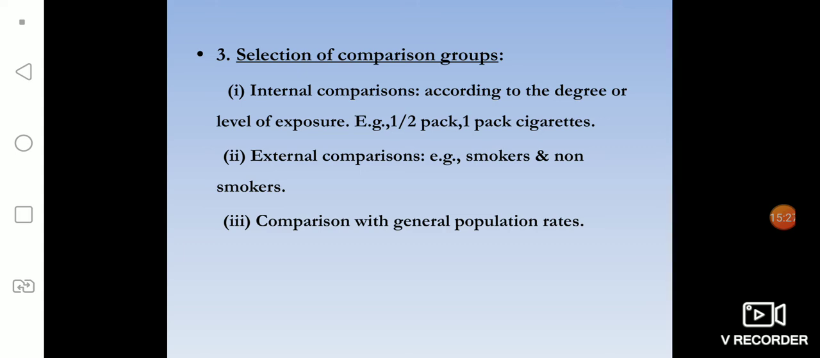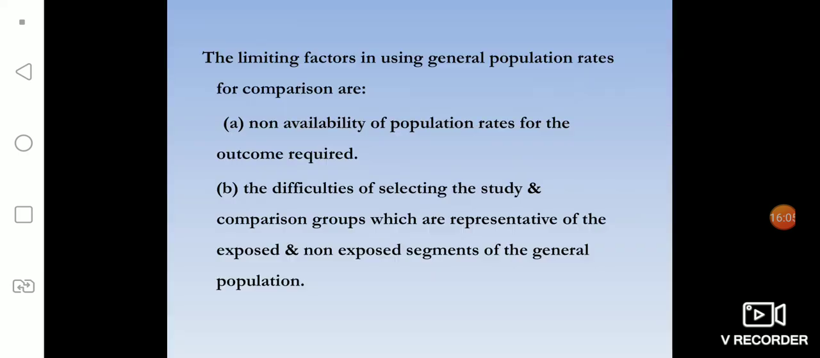Now these comparison groups can be internal comparison or external comparison. Internal comparison can be according to the degree or level of exposure, and external comparison can be smokers and non-smokers. If you see internal comparisons, like in the previous example, smoking and lung cancer, you want to know how many cigarettes that person or particular group had smoked for how many years. That is internal comparison. Now external will be smokers and non-smokers. And the third comparison can be with the general population rates.